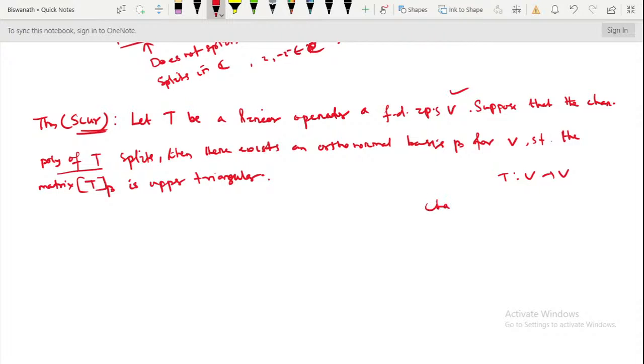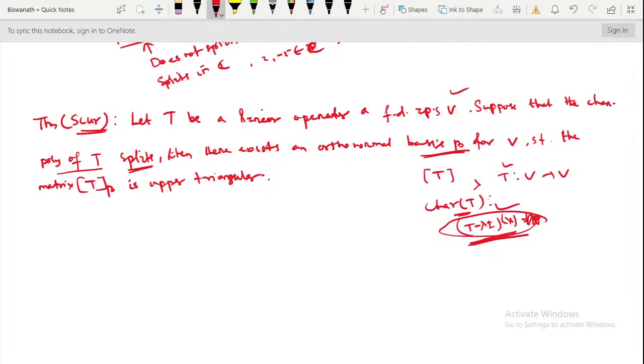So what is the characteristic polynomial of T? Since T is an operator, you can find the characteristic polynomial of T. Suppose lambda is an eigenvalue, then what is T minus lambda I? T minus lambda I of x, this will give the characteristic polynomial of T.